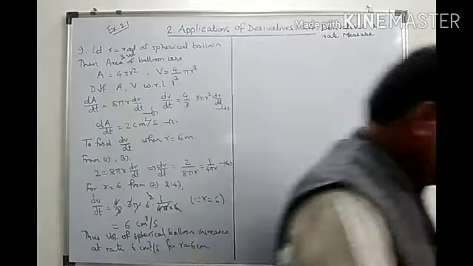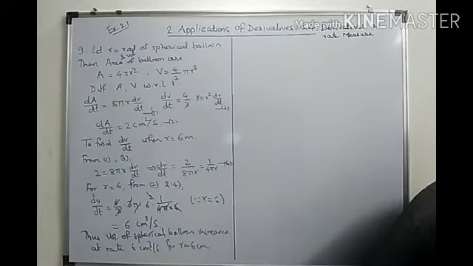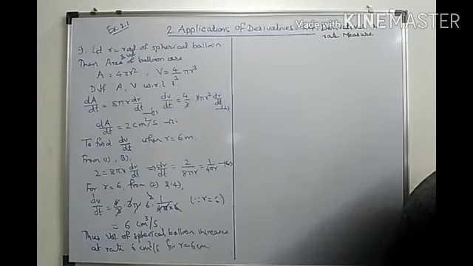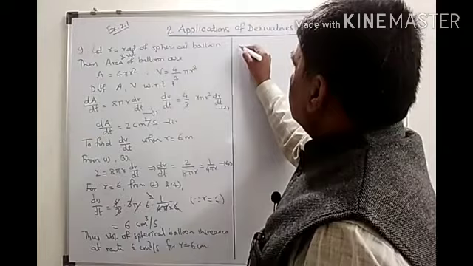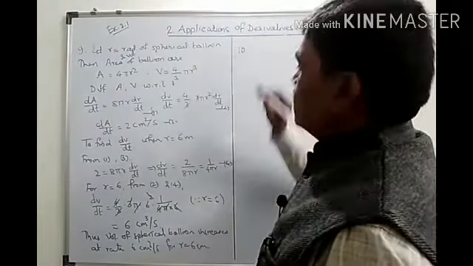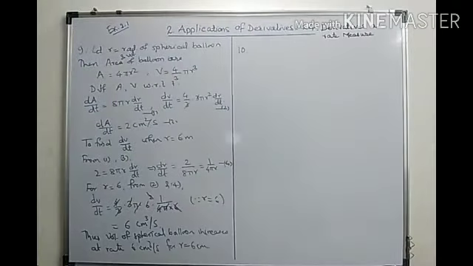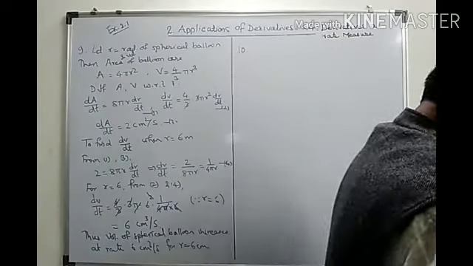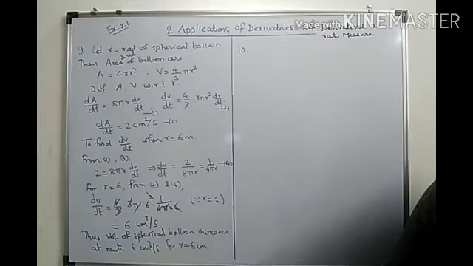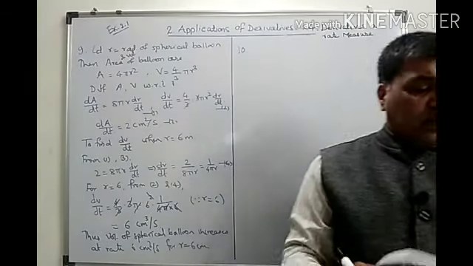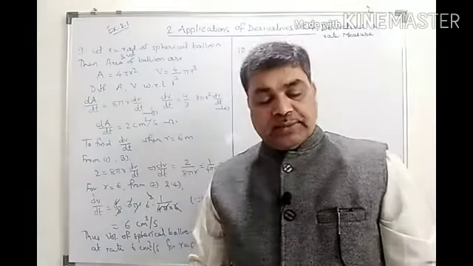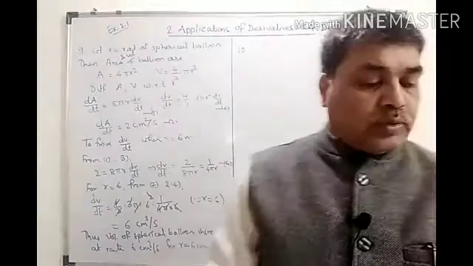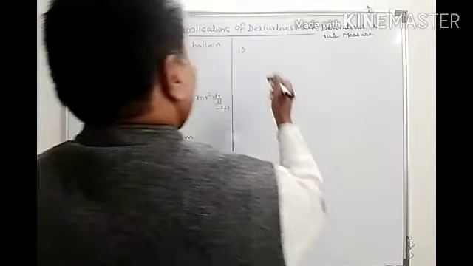Now next example, 10. What is given? Each side of an equilateral triangle increases at the rate of √2 centimeter per second. Okay. So we have a given equilateral triangle.